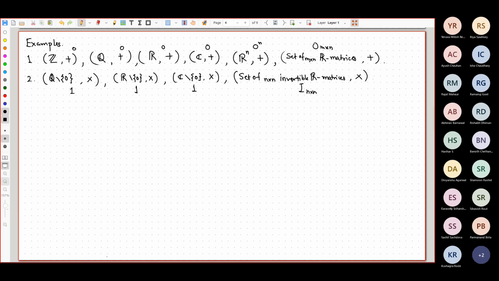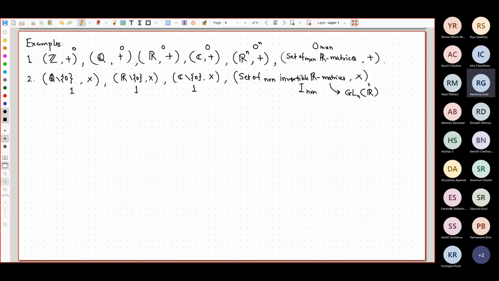Yeah, Abhinav, Ramanuj, I'll come to you. Let me just finish off this comment. This group, by the way, is denoted by GL_n(R). What does this stand for? GL stands for general linear group. n stands for the dimension you're talking about. And R stands for the set from which you are taking the elements of your matrix. Ramanuj?